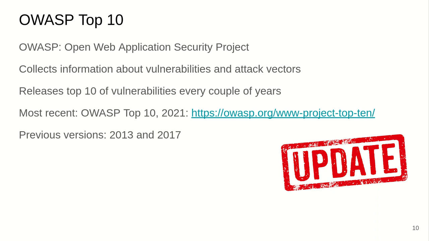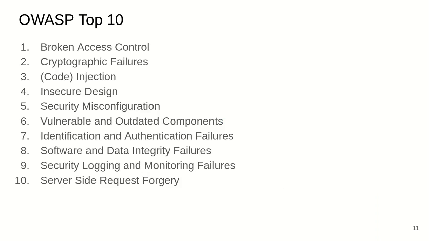The current top 10 that we're going to talk about in a bit more detail is as follows. Broken access control, cryptographic failures, code injection, insecure design, security misconfiguration, vulnerable and outdated components, identification and authentication failures, software and data integrity failures, security logging and monitoring failures, and server-side request forgery is number 10. So let's go through them in a bit more detail and discuss what the potential issues are.